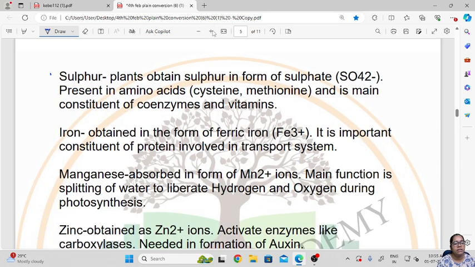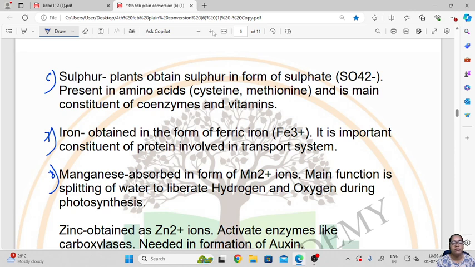Then comes your sixth component, that is sulfur. Plants obtain sulfur in forms of sulfate present in ammonia, amino acid, and is the main constituent of coenzymes and vitamins. Then iron, obtained in form of ferric ions. It is an important constituent of protein involved in transport system. So it is helping in the transportation of the ions.